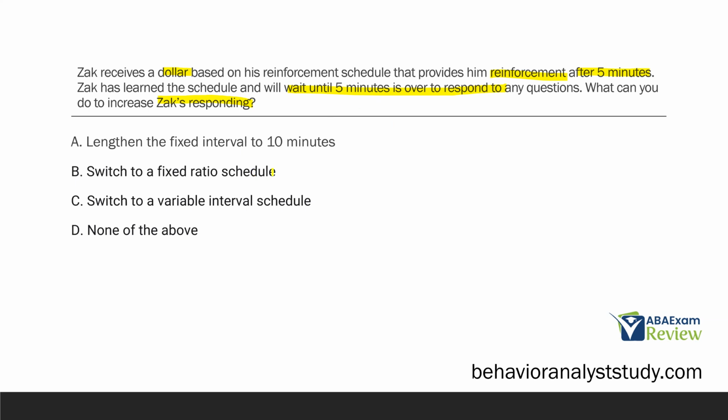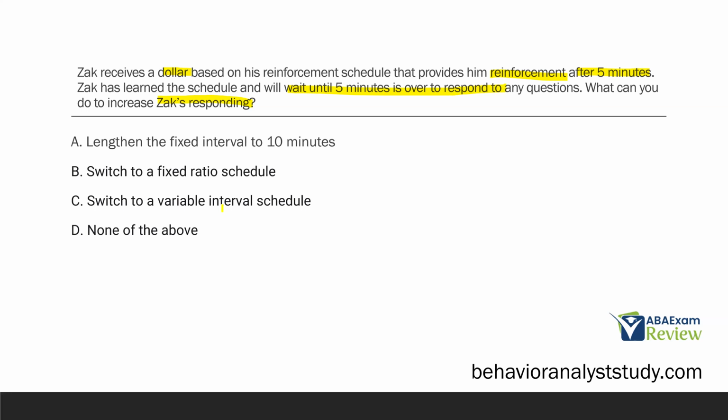B, switch to a fixed ratio schedule. Now, a fixed ratio schedule would force him to respond more, but it's still fixed. Meaning, let's say we switch to a fixed ratio 3. Zach could respond 3 times, get reinforcement, and then he could wait as long as he wanted to respond 3 times again. So instead, we could switch to a variable interval schedule and make it unpredictable.